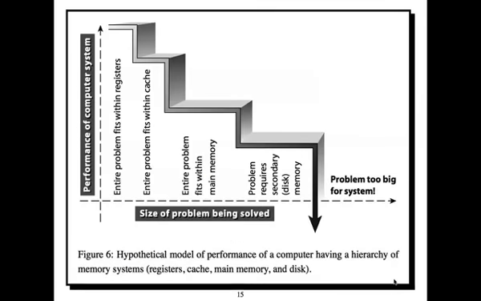Here is the big picture. There's a difference in performance. If you can work with things in registers, you get very high performance. As you move out to cache, the performance goes down. If your problem fits in memory, you're at this level. If you have to go out to disk, it slows down. And eventually, it just doesn't fit in the computer, and the performance goes to minus infinity.